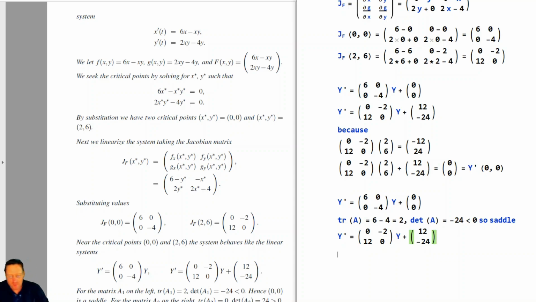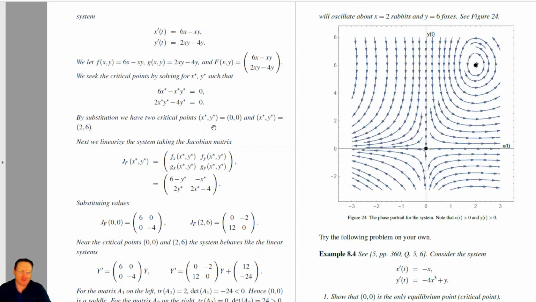All right, now with the other one, we take the trace. So the trace of the matrix A is 0 plus 0, which is 0. And the determinant of the matrix A is 0 take away minus 2 times 12. Okay, this is 24, that's positive, right? So since we have a positive determinant and it's on the axis, that's a center.